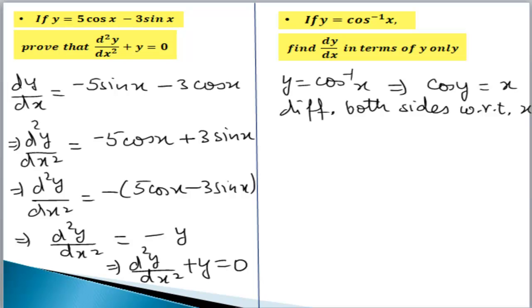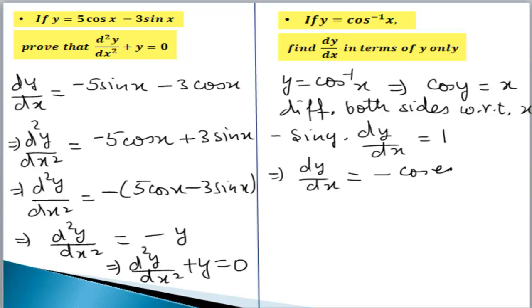So differentiating cos y, derivative of cos y is minus sin y, and then derivative of y is dy over dx. On the right hand side it is x, so its derivative will be 1. Now we can cross multiply this minus sin y. So 1 over sin y will be cosec y. So dy over dx reduces to minus cosec y.